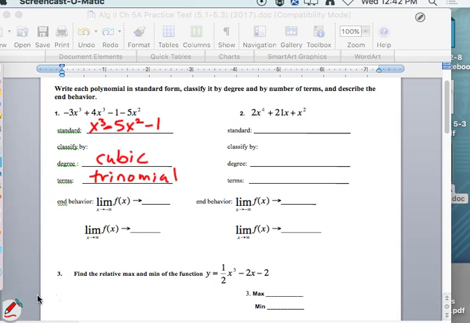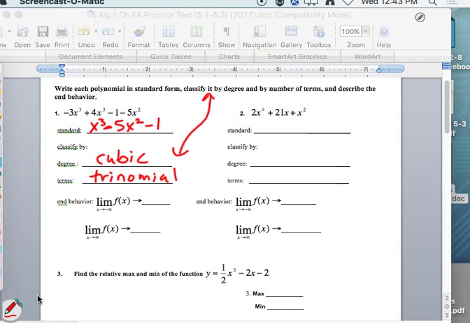And now the end behavior. We're not going to take the graphing calculators away from you for this test, so you really could just graph that: x cubed minus 5x squared minus 1. But that's not what I hope. My hope is that you look at this and say, okay, it's a cubic, it has a positive in front of it, its end behavior is going to look like that.